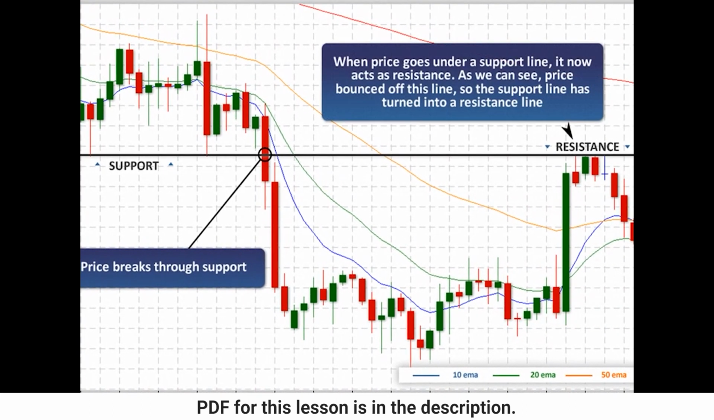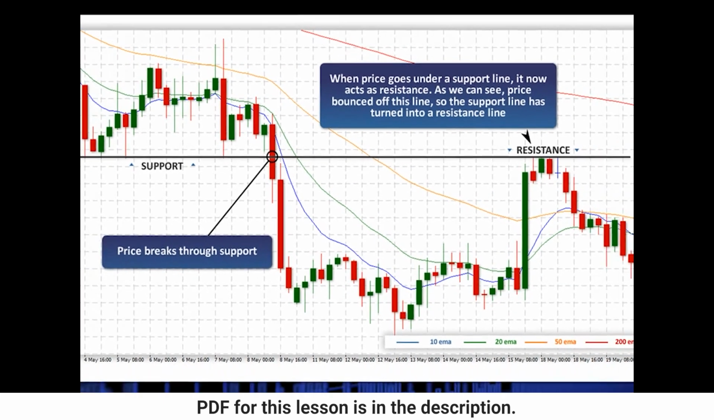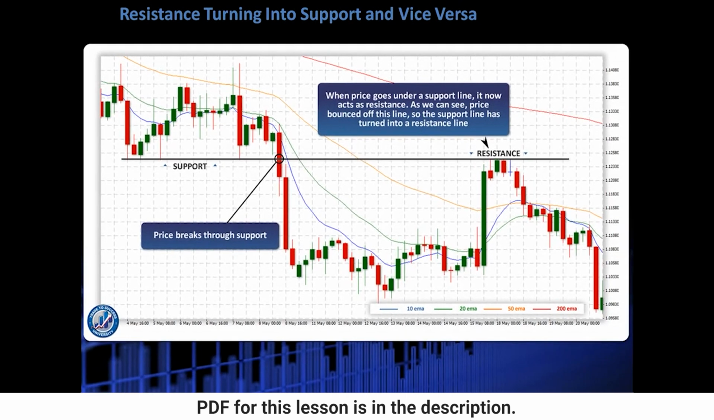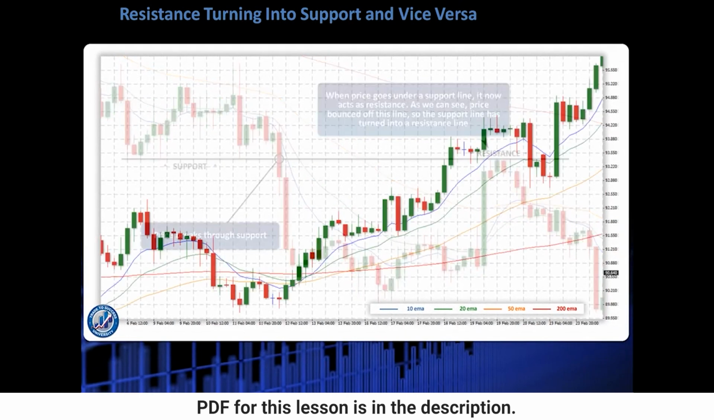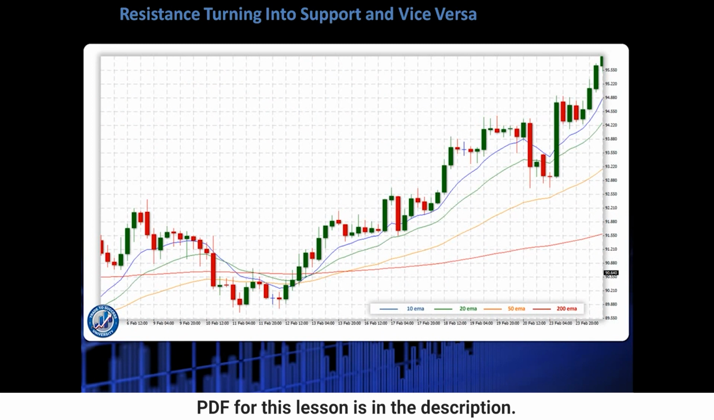When price goes under a support line, it now acts as resistance, and we can see that price bounced off this line. So the support line has turned into a resistance line. What about this chart? Can you see any similar scenario? Why don't you try and pause the video and look for it?